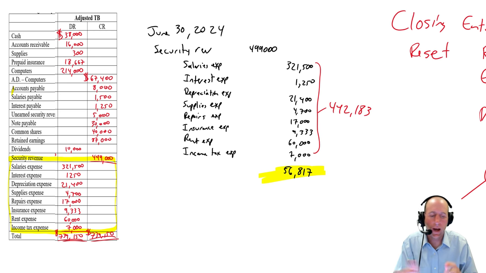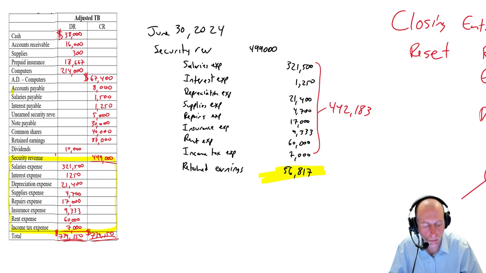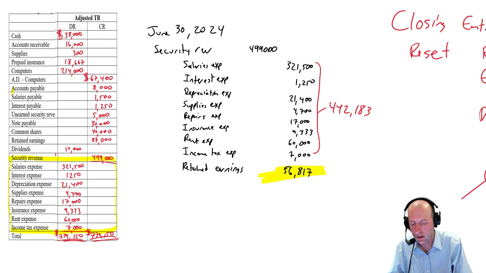Credit or debit, if we're off by a debit, whatever number you're filling in here when you've zeroed out your revenues and expenses, put it to retained earnings. Whatever that number is, plug it through retained earnings. We'll also zero our dividends. So dividends were sitting there as a debit of $10,000. We want to make it go to zero.